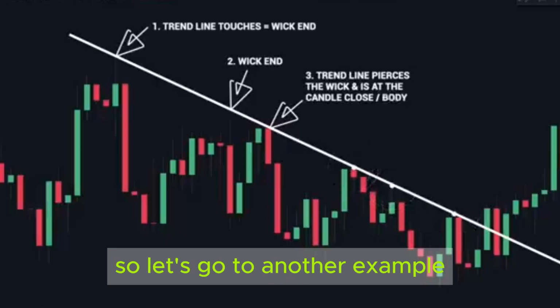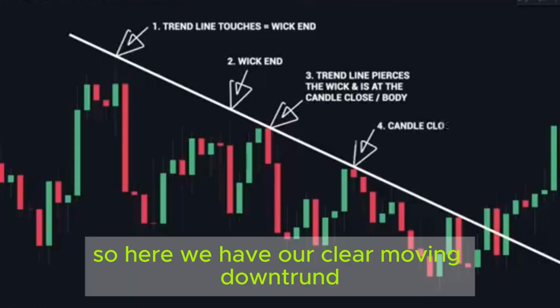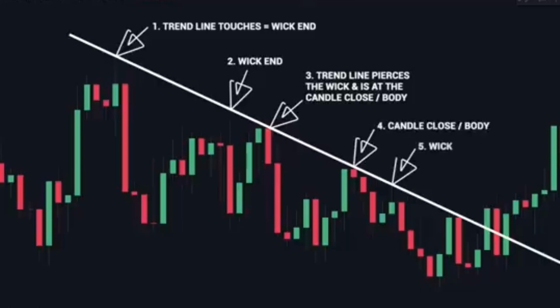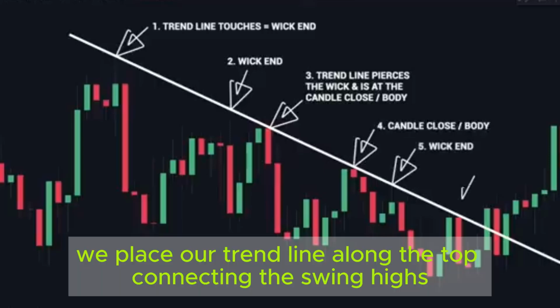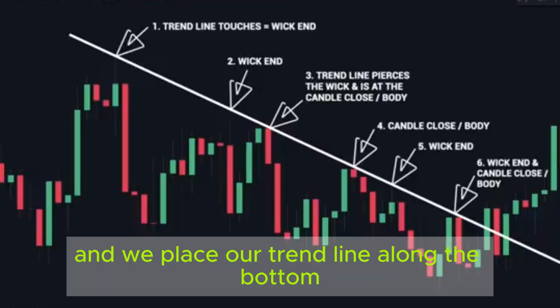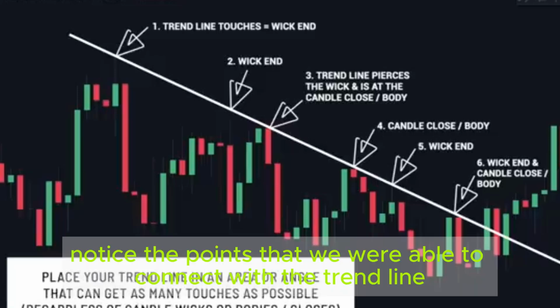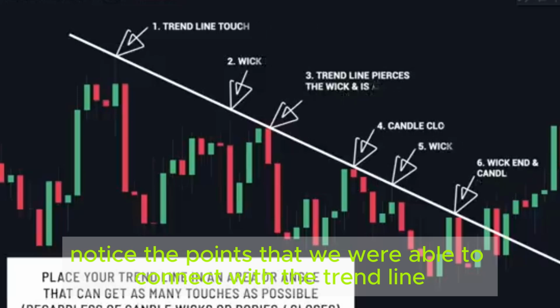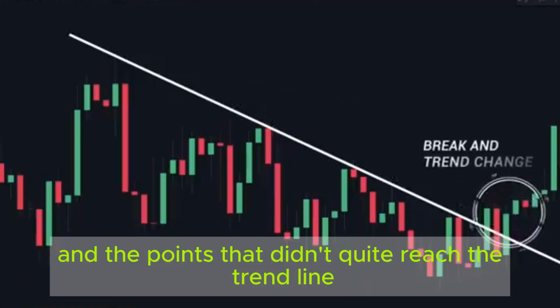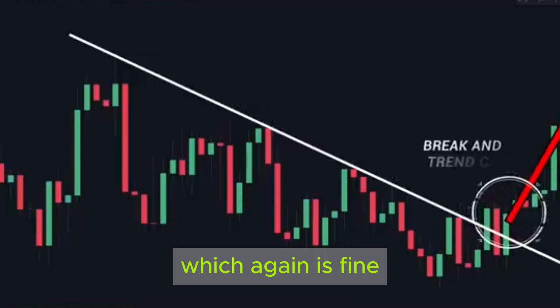So let's go to another example. So here we have our clear moving downtrend. We place our trend line along the top, connecting the swing highs, and we place our trend line along the bottom, connecting the swing lows. Now again, notice the points that we were able to connect with the trend line, and the points that didn't quite reach the trend line, which again is fine.